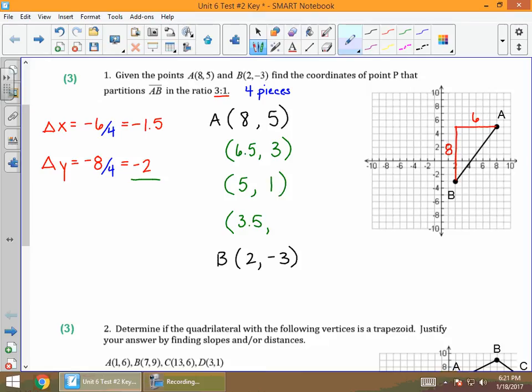1 minus 2 is negative 1. And negative 1 minus 2 is negative 3. So I can see now where each of those points come from. Now the problem asks me for the points that have a ratio of 3 to 1. The black points are given. The ones in green are the ones I'm looking at.